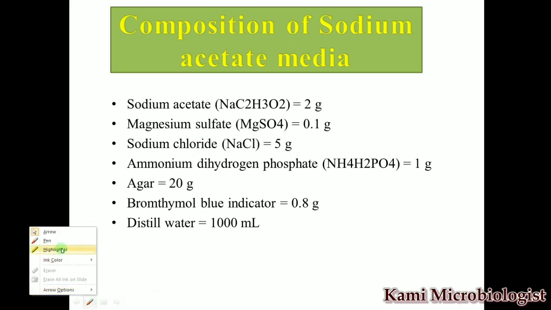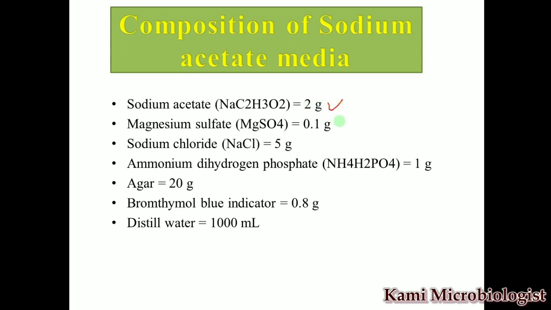Now let's see the composition. As we talked, in this test we mostly use sodium acetate media. The composition of this media is: sodium acetate, 2 gram; magnesium sulfate, 0.1 gram; sodium chloride, 5 gram; ammonium dihydrogen sulfate, 1 gram; agar, 20 gram; bromothymol blue indicator, 0.8 gram; and distilled water, 1000 ml. All these ingredients we will mix in 1000 ml, and then we will get the sodium acetate media.